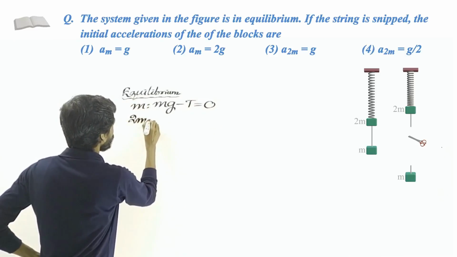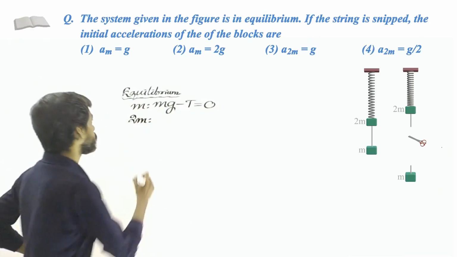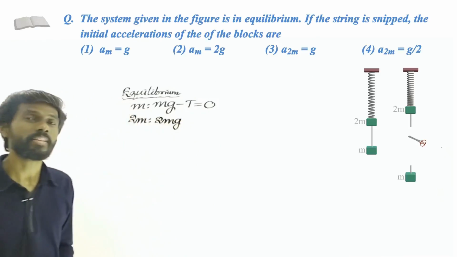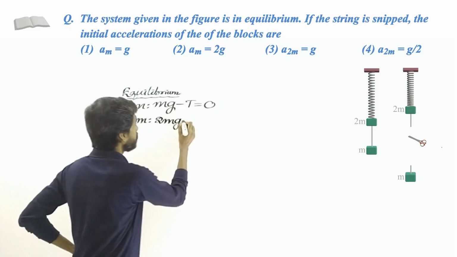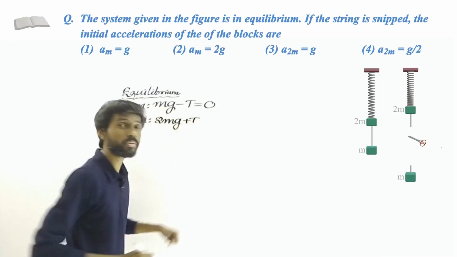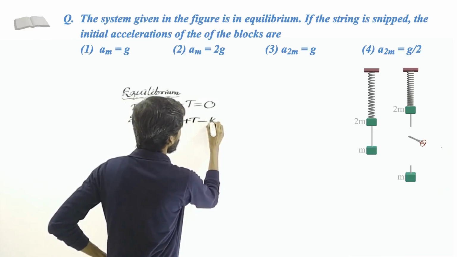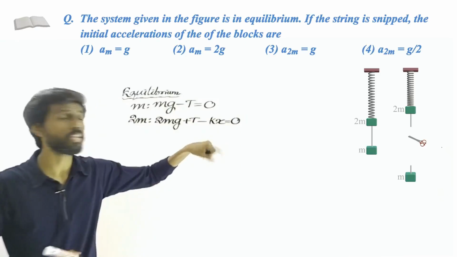Similarly for the block 2m, what are the forces? The gravitational force 2mg, and then the tension force due to the string in the downward direction, so plus T, and also the spring force in the upward direction, kx, in the opposite direction, so minus kx, and that equals 0. So these are the forces acting on the upper block.